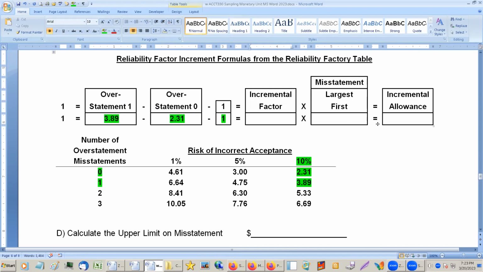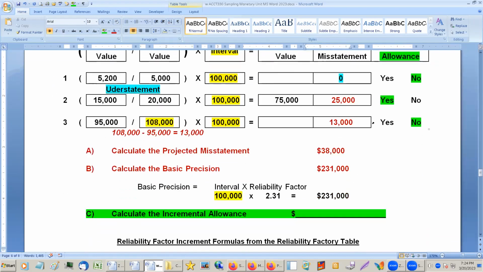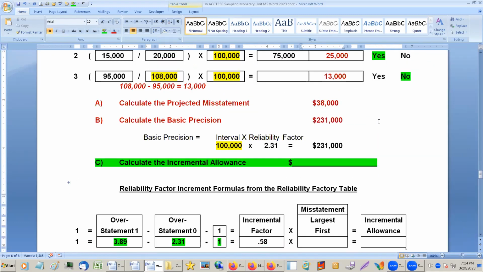Some number. Yeah, turn the calculator on first. Everybody write that down. Okay, with my calculator turned on, that's like 0.58. And the first, and actually the only one we have, is going to be this, the 25,000.